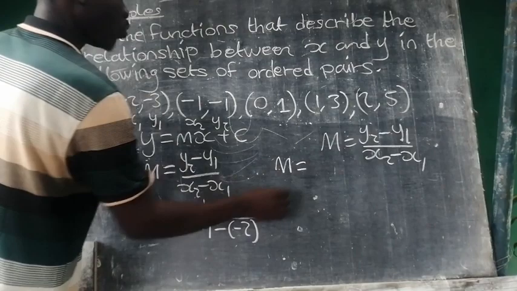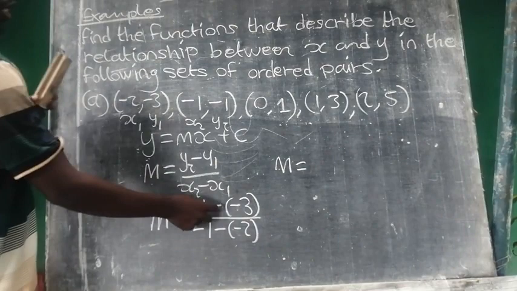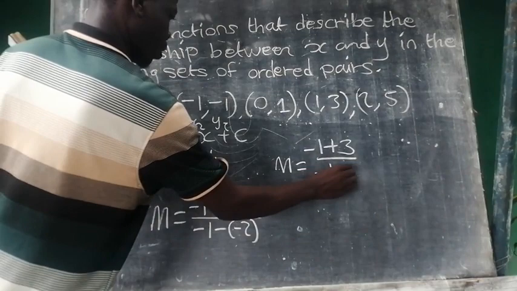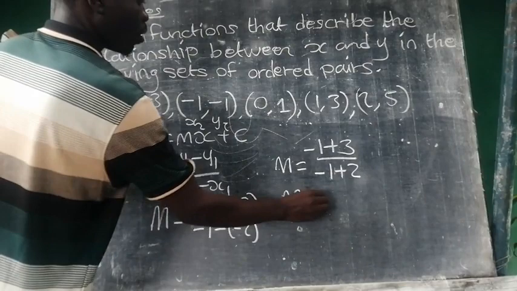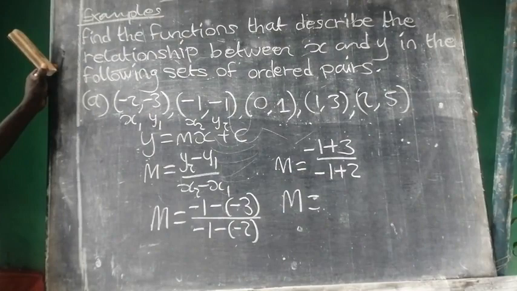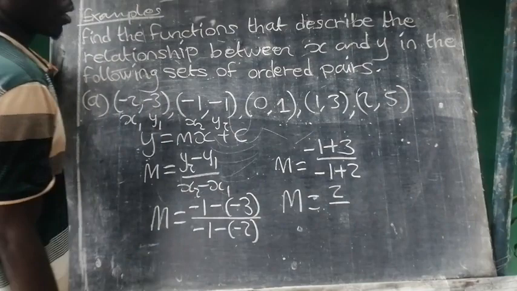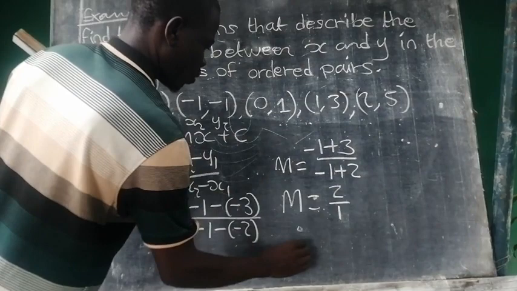So m equal to, what is negative times negative? Positive. So it will be negative 1 plus 3 over, negative times negative is positive, negative 1 plus 2. Now what is negative 1 plus 3? Different signs you subtract, so we are getting positive 2. Then what is 2 minus 1? Positive 1. So our gradient here will be 2.